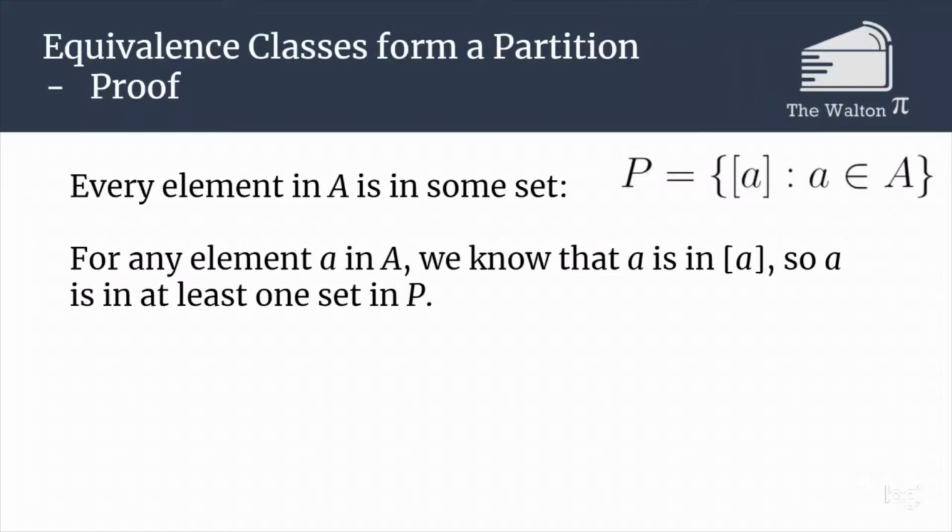In order to show that every element in A is in one of the sets, we can start by noticing that the element A is in the equivalence class of A, and so because P is the set of all equivalence classes, we can just take the set of every equivalence class one at a time, so that means that A is going to be in at least its own equivalence class.